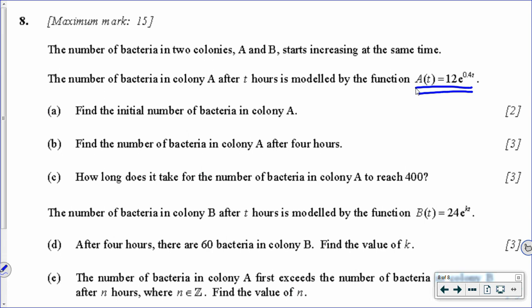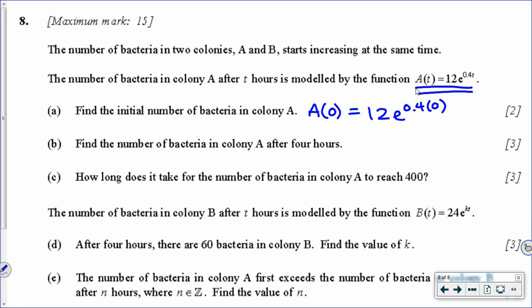We're asked to find some things. The initial number of bacteria in the colony. Initial is when you plug in 0 for time. So that's going to end up being A of 0. This is a 2-point question, so you might as well show a little work in case you're required to in the mark scheme to earn full credit.